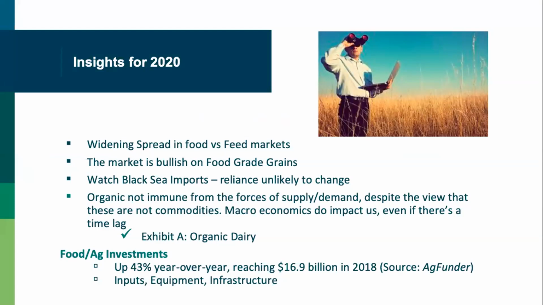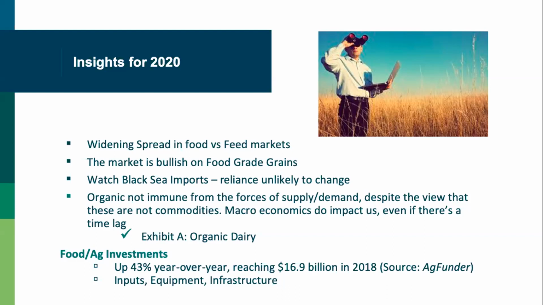So now for some insights into 2020. As I did briefly mention, we are seeing widening spread in food versus feed grade markets. 2019's challenge of growing conditions did tighten the market for food grade organic commodities, resulting in higher prices directly. And unfortunately for growers, feed grade commodities have yet to find similar support. However, widening margins may be an indicator of higher prices for feed grade commodities in the near future.